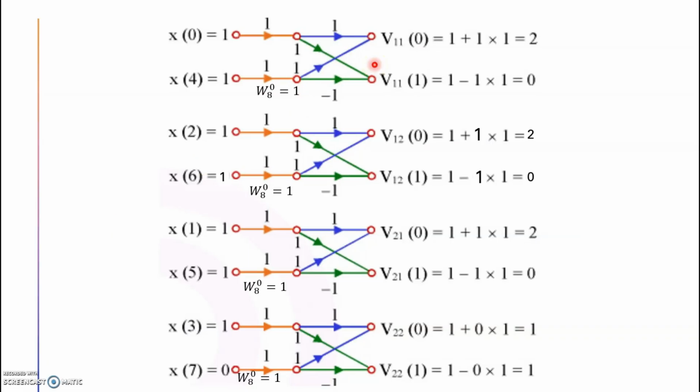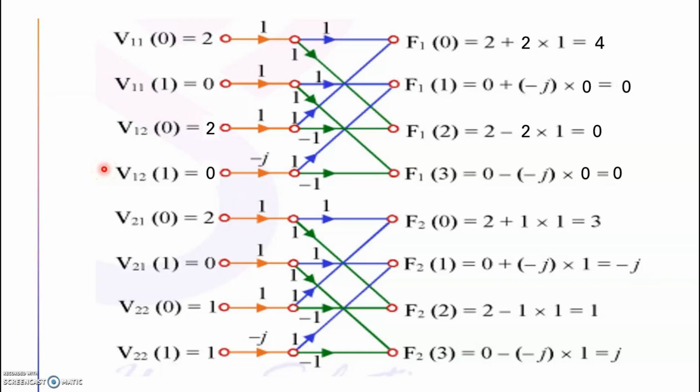To calculate the first stage output, the first line is 1, then the second line is 1 multiplied with the twiddle factor 1 equal to 1. So we do the addition at the summation point here, so the answer will be 2. Similarly, we have this output 1 here plus this output 1 here multiplied with negative 1, then we will get 0. We will do the same step for the rest of the 3 butterfly structures. So these are the outputs at the first stage.